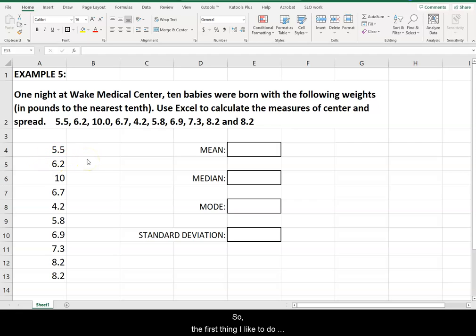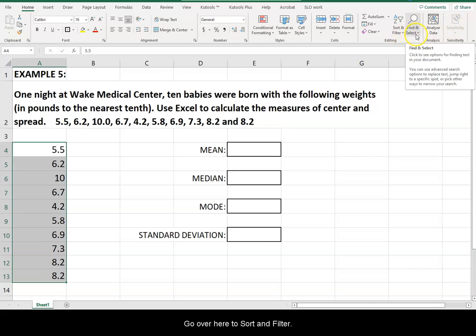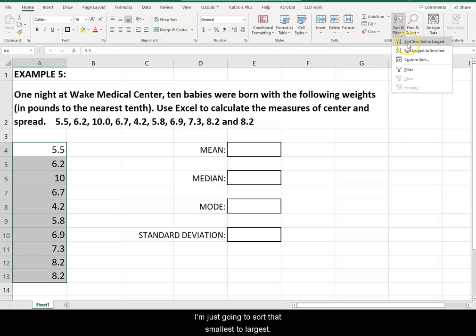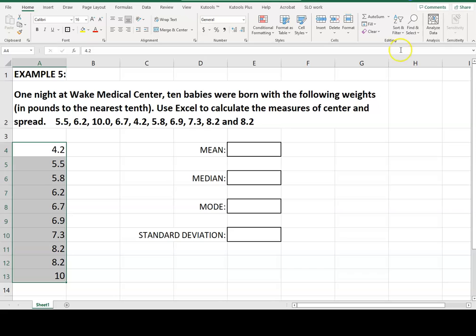So the first thing I like to do when I'm working with data is put it in order if I can. So I'm going to highlight my cells and go over here to sort and filter. And I'm just going to sort that smallest to largest. And then Excel puts that in order for me, smallest number to largest number.